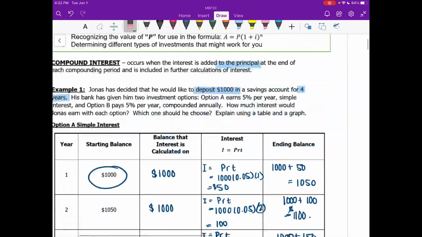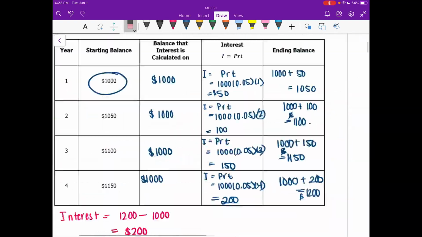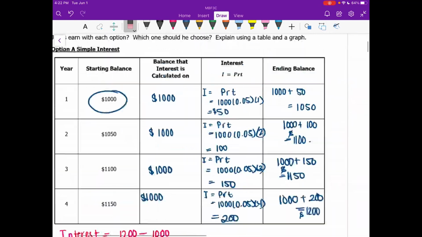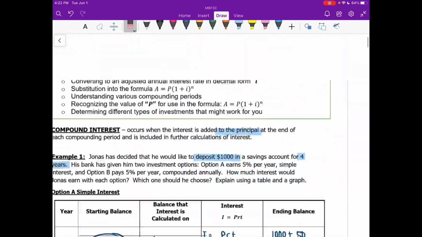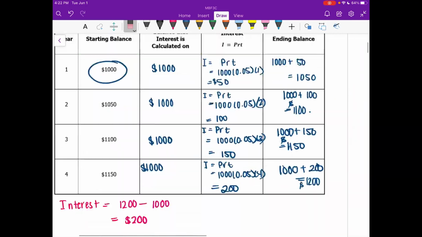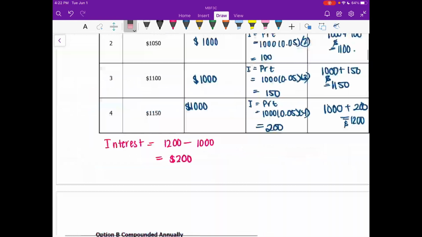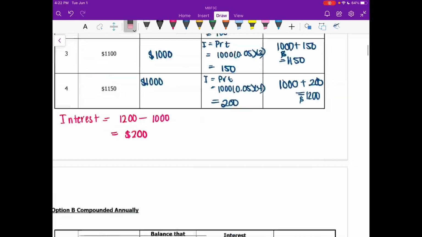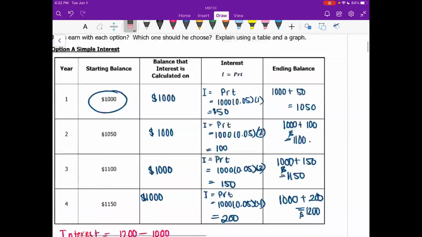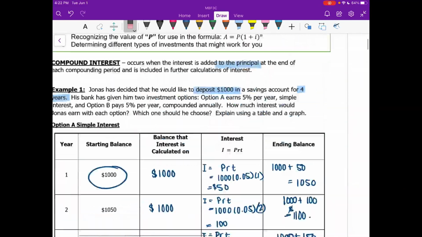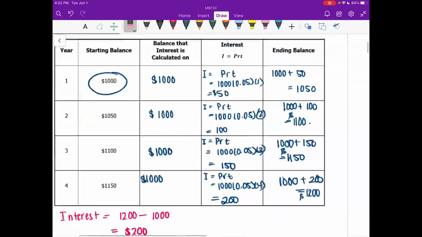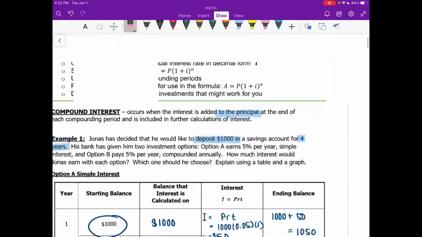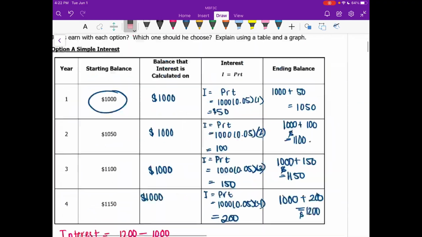Therefore, Johnny will make more money with the compounding interest. Which I guess we knew at some level, but that's just to prove it to you. Okay? So I want you to try doing example 2 on your own.